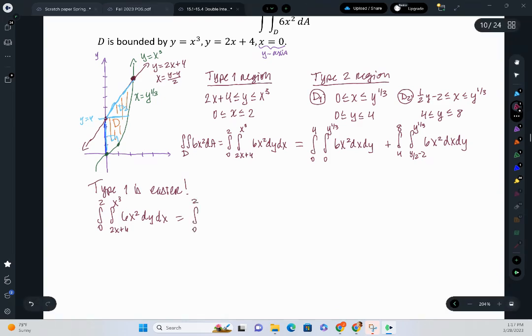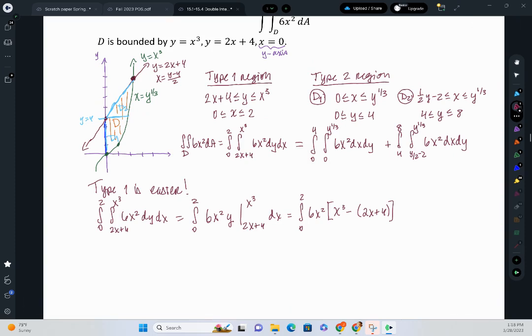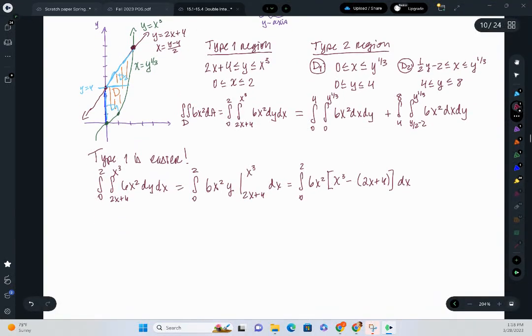So we still have the integral from 0 to 2, and the antiderivative of 6x squared with respect to y gives us 6x squared y, going from 2x plus 4 to x cubed, dx. Evaluating this, we get the integral from 0 to 2 of 6x squared, and in parentheses I'll have my x cubed minus my 2x plus 4. So those are my two evaluations of y. 6x squared is just a constant. That's why I pulled it out in front. And then I'll still need to do dx once I simplify this.